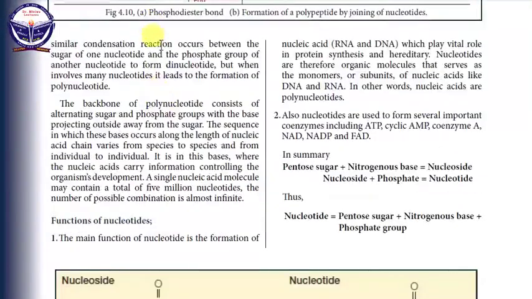A similar condensation reaction occurs between the sugar of one nucleotide and the phosphate group of another nucleotide to form a dinucleotide. But when it involves many nucleotides, it leads to the formation of a polynucleotide. The backbone of a polynucleotide consists of alternating sugar and phosphate groups, with the bases projecting outside, away from the sugar. The sequence in which these bases occur along the length of the nucleic acid chain varies from species to species and from individual to individual.